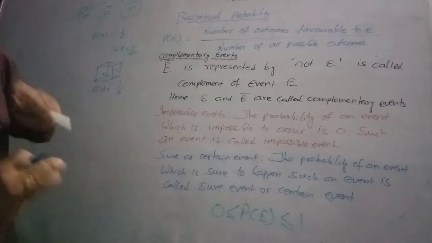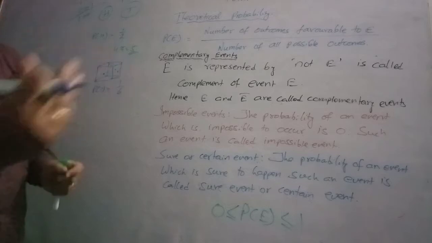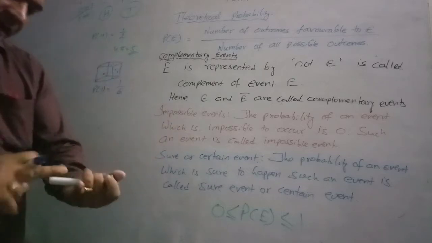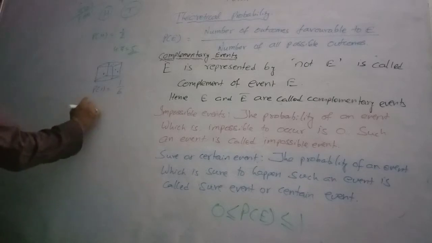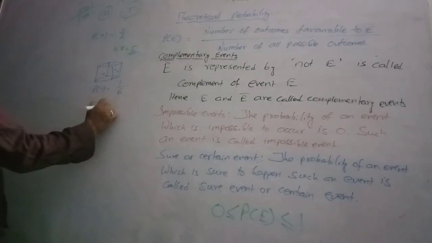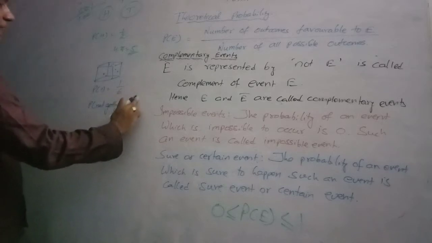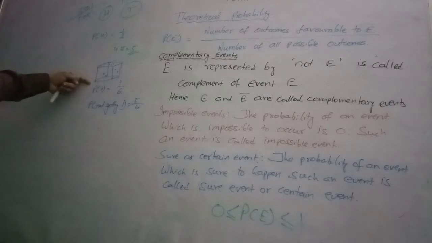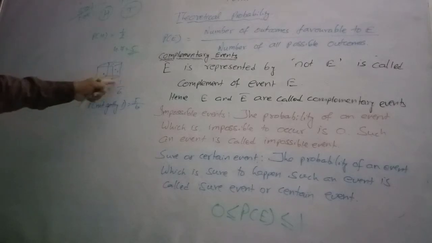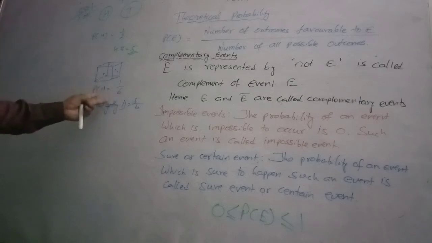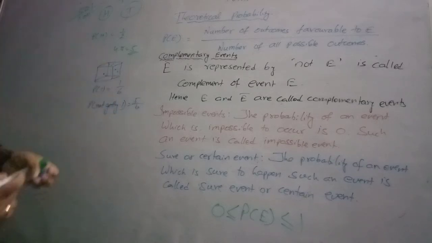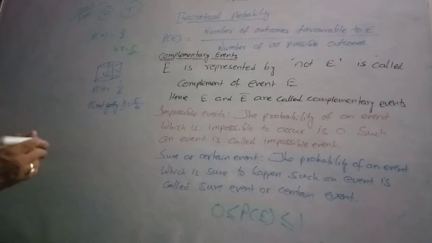What is the probability of not getting 1? If you are not getting 1, what you are getting is 2, 3, 4, 5, 6. That means the probability of not getting 1 is 5 by 6. So if you see, the probability of getting 1 plus the probability of not getting 1 is 1 plus 5, 6 by 6, which is 1. That means the probability of an event happening plus the probability of it not happening is equal to 1.